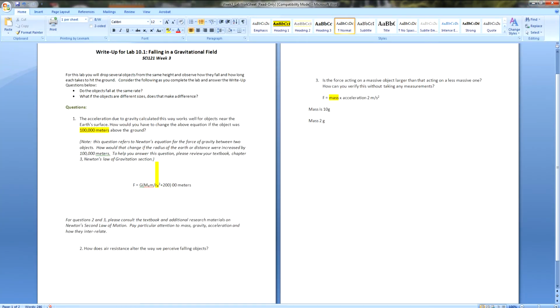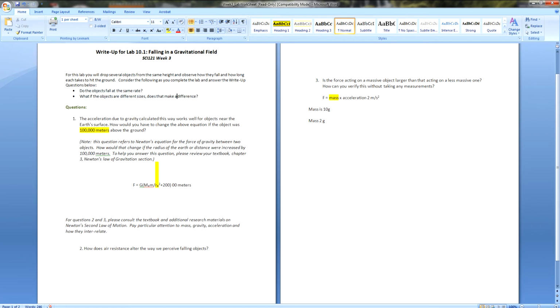So did the objects fall at the same rate? You have to provide your answer, yes or no. What if the objects are different sizes? Does that make a difference? You have to say yes or no and explain. So please make sure you answer this part of the question, because that also has credit.